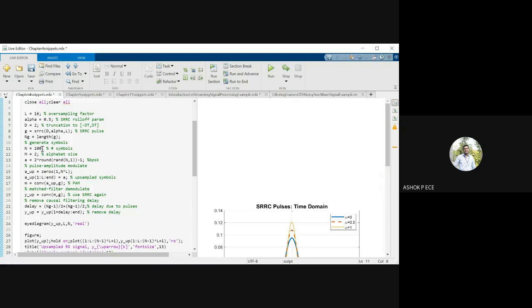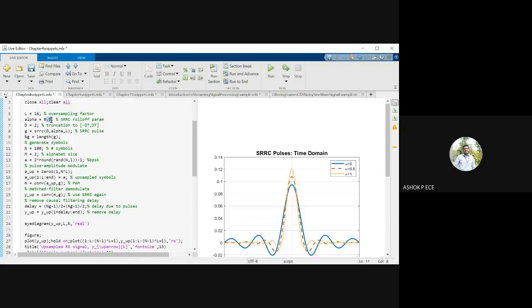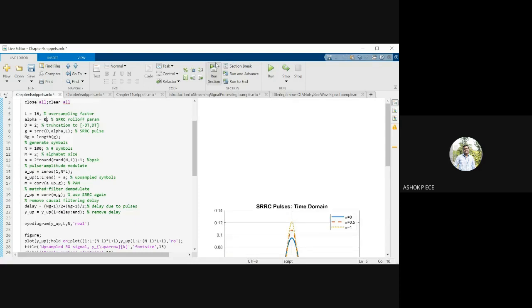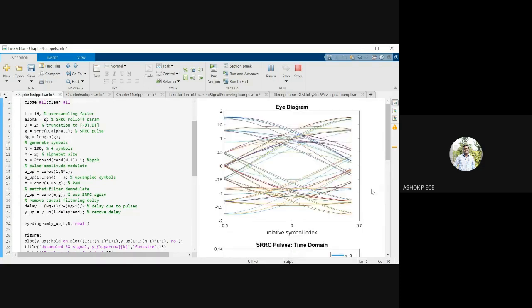I'm changing back to 100 and see here alpha. Assume if you give the alpha value as 0, we'll see what the impact is. Now you see the eye diagram. What is the eye opening here? The lowest point here is 0.5. Here it is 0.5. So the eye opening is reduced. The eye opening has reduced, which means the channel is noisy.